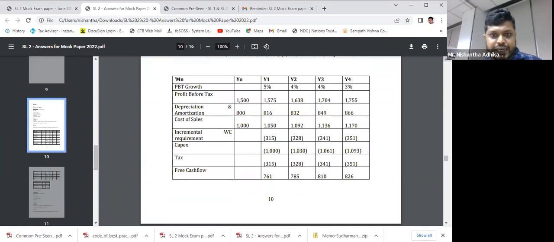1,575. Incremental working capital 350, minus capex 1000, and tax is 350. $1,575 plus 816 minus incremental working capital 350.